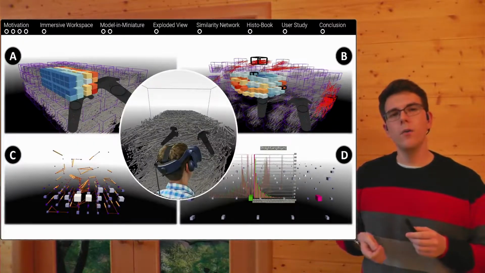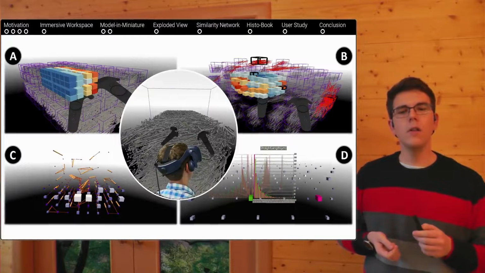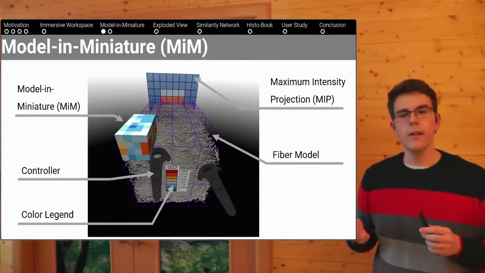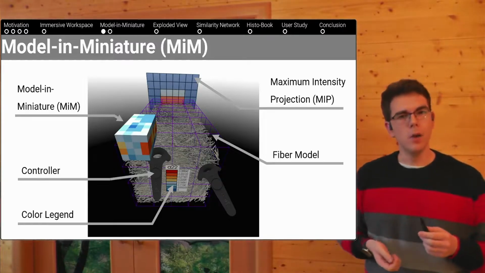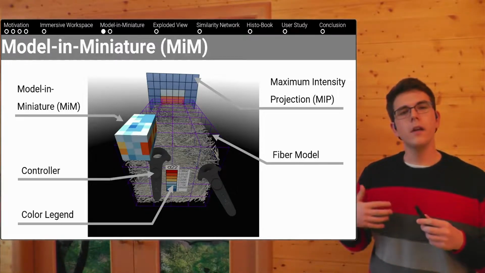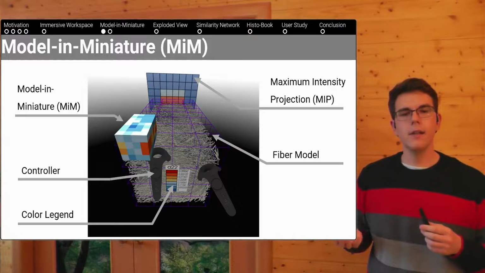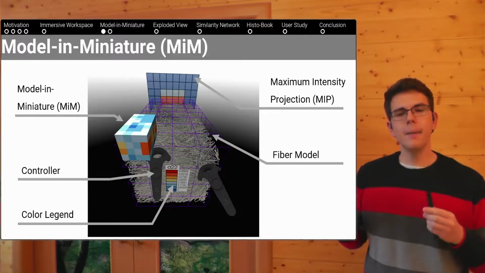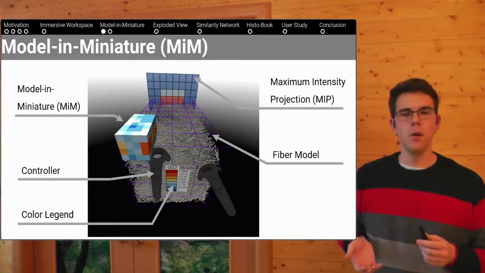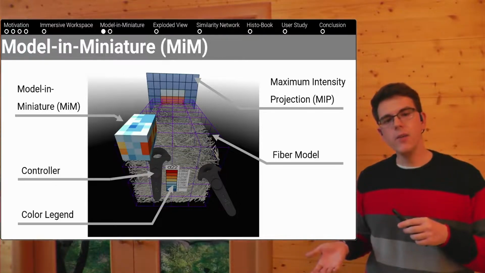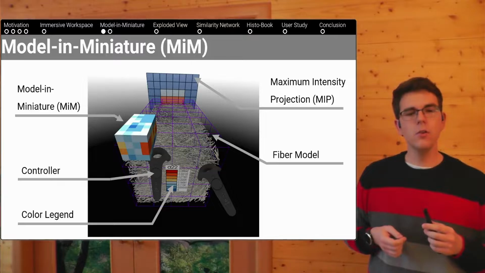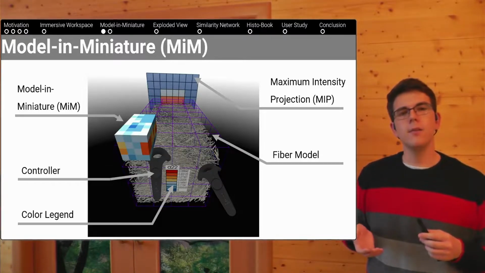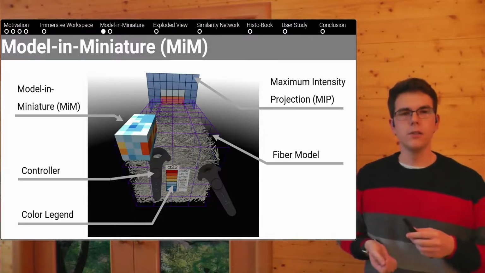So we look at our first visualization interaction tool called the model in miniature. As you can see here in this image, in the center of the environment is still the fiber model, but over the user's controller, there hovers this miniature model, which follows the user. And this is an abstract representation of the fiber model. So it acts as an overview and an intuitive navigation tool and mimics the octree division of the fiber model and is able to display additional information about the region.